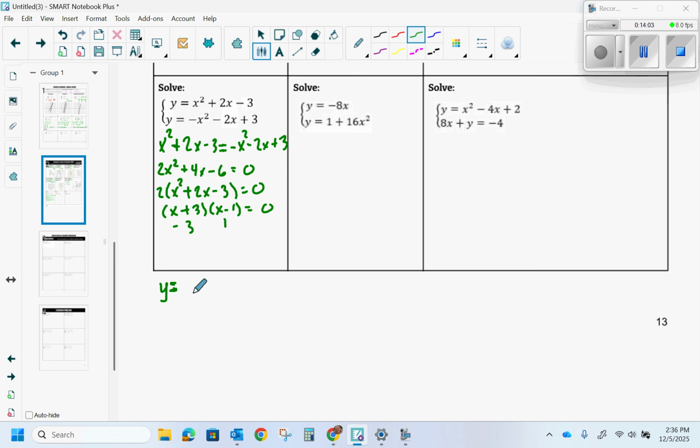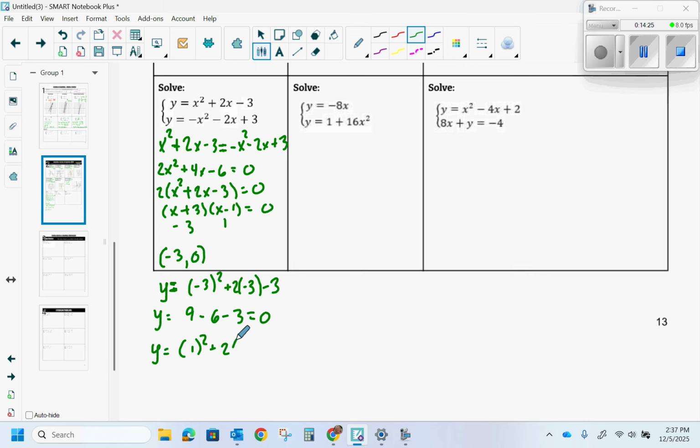All right, so we have -3 squared plus 2 times -3 minus 3. 9 minus 6 minus 3. 9 minus 6 is 3. 3 minus 3 is 0. So one of our places of intersection is (-3, 0). Right, let's plug in the 1.